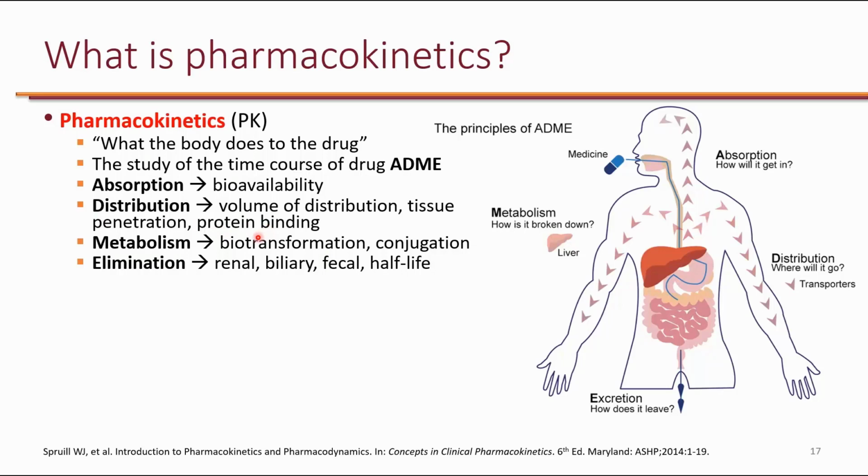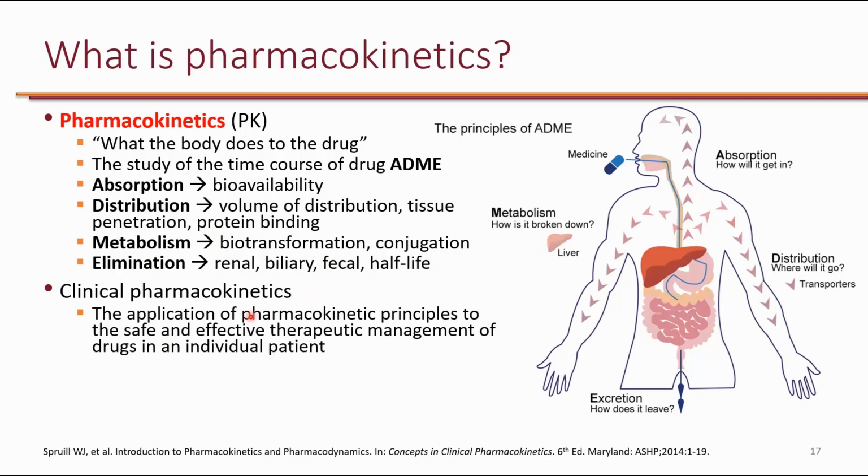So for example, some patients may have low albumin. Albumin is the number one protein that binds antibiotics. When it comes to metabolism, it is important to know if a drug is specifically metabolized by the CYP enzyme. That could include drug interactions. And of course, when it comes to elimination, it's important to consider renal, biliary, and fecal clearance.